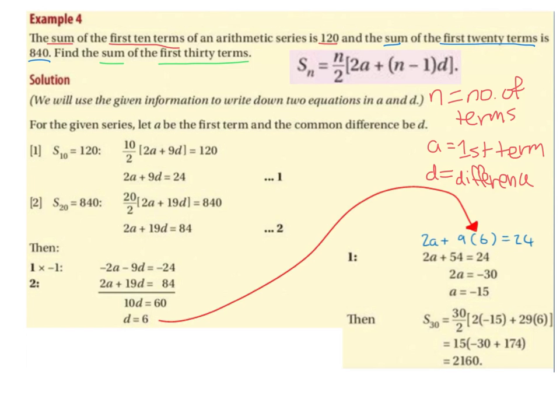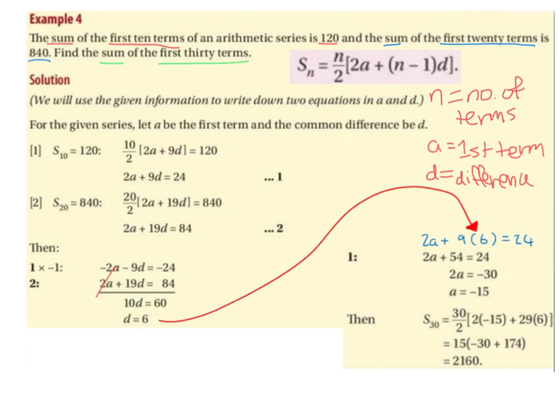What I'm going to do is multiply the top line by minus 1, or just change the signs. So 2a becomes minus 2a, 9d becomes minus 9d, 24 becomes minus 24. Now minus 2a plus 2a will cancel out. Minus 9d plus 19d is 10d. Minus 24 plus 84 is 60. And then 60 divided by 10 is 6. So d is 6. The common difference is 6.